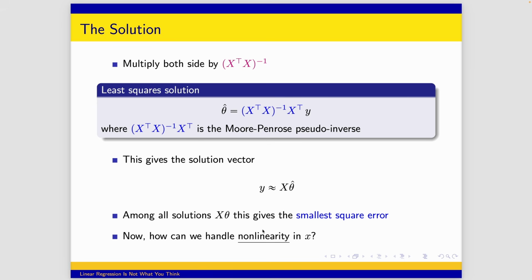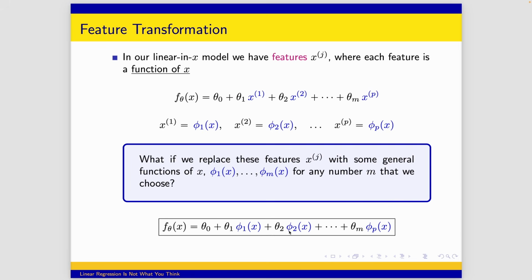Now, how do we handle nonlinearity in x? So that's linear in x and theta. Now, in our linear in x model, we have what we can call features. These are the coefficients of x, and each of these features is trivially a function of x. So this is our model, and each of these we are calling features, and they are trivially functions of x. So x1, for example, we can consider as some function, let me call it phi1 of x, where x is x1 all the way up to xp.